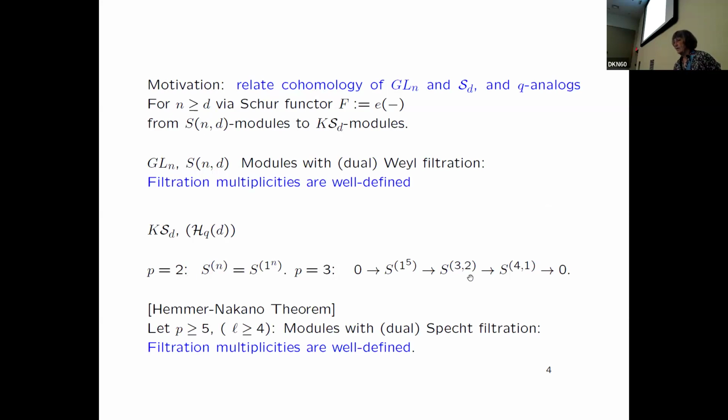I hope I got this one right here. So this is the sign representation, and this is a simple module, and this Specht module 3.2 has 2 composition factors, so you also have non-uniqueness. However, the Nakano theorem says that if the prime is at least 5, or for Hecke algebras, l is at least 4, then modules with dual Specht filtration have well-defined multiplicities.